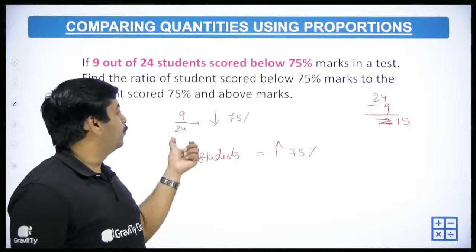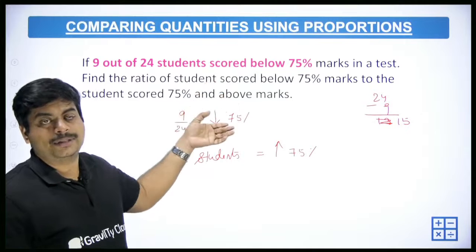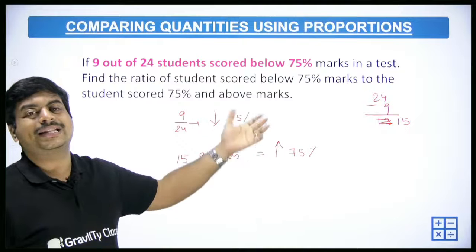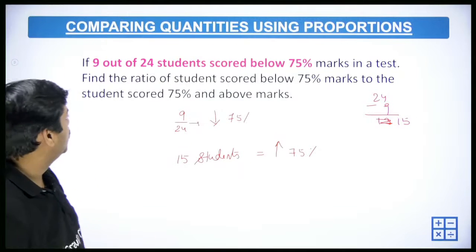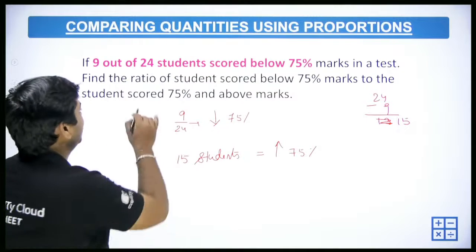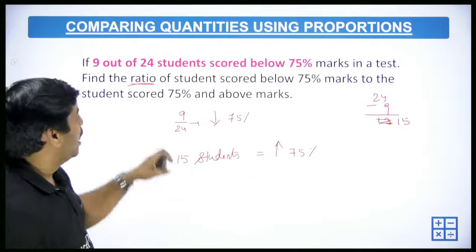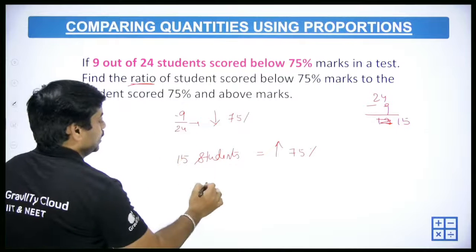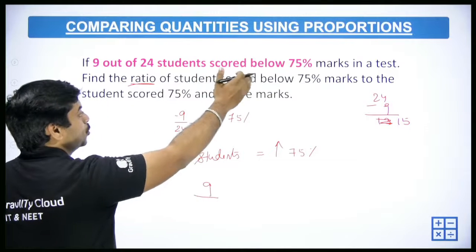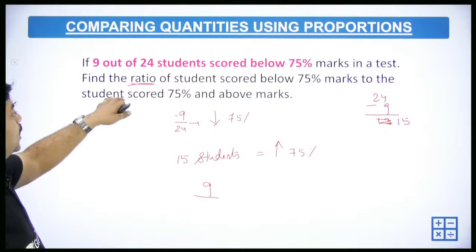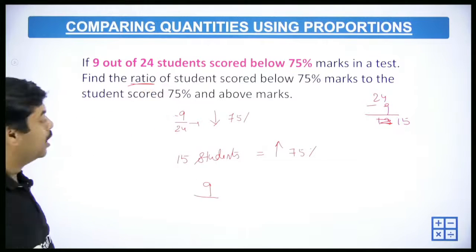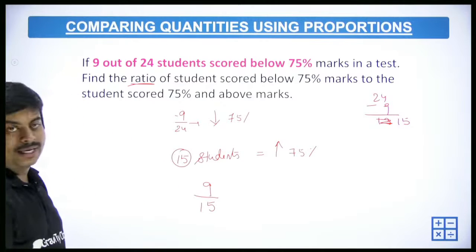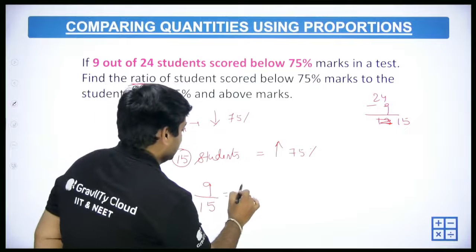Here, 9 out of 24 are the students who got less than 75%, but there are more, 15 students, who got equal to or greater than 75%. The question is to find the ratio, which means we need to compare two quantities. The ratio of students who scored below 75%, that is 9, to the students who scored 75% and above, that is 15. So 9 by 15 is the final required answer, which is 3 threes and 3 fives.